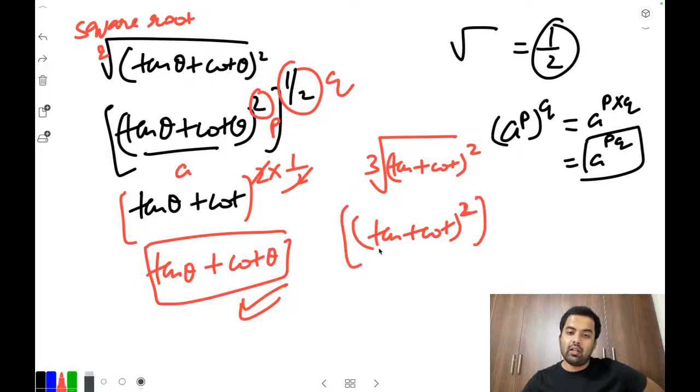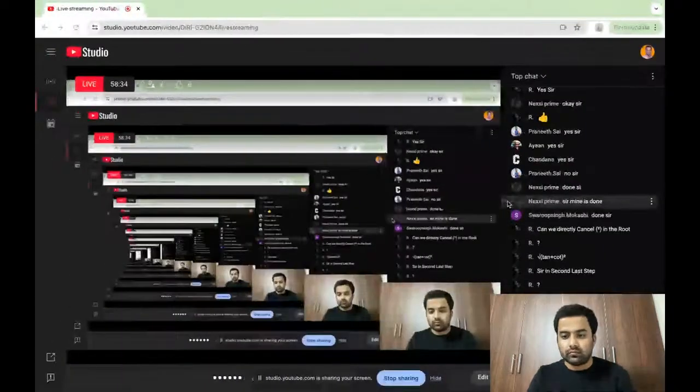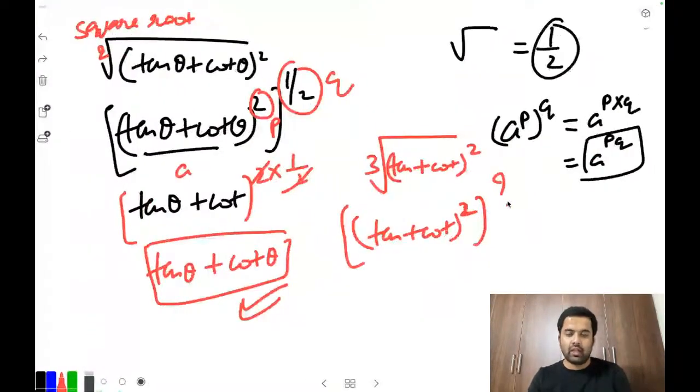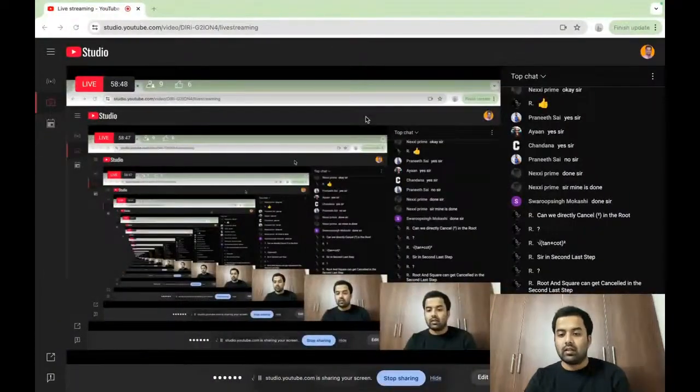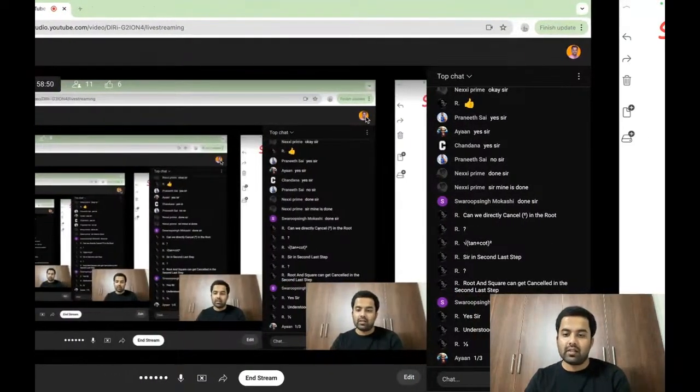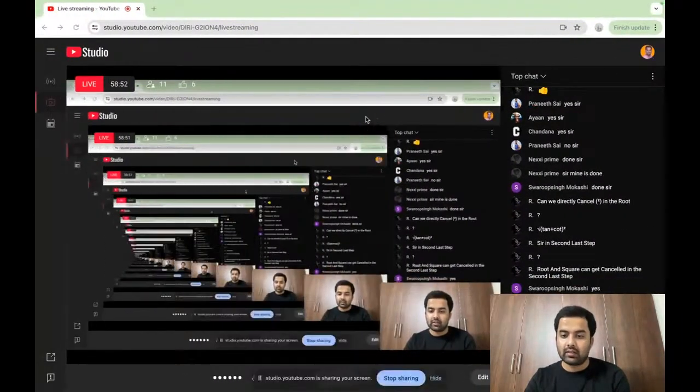Here is a square. Now here what will come? If it is a cube root, what will come? Let me know in the comment box. 1 by 3. Okay, what about the others? In the case of square root, we had mentioned 1 by 2. In the cube root, what will you mention? 1 by 3. Okay, common answer we are getting, 1 by 3.